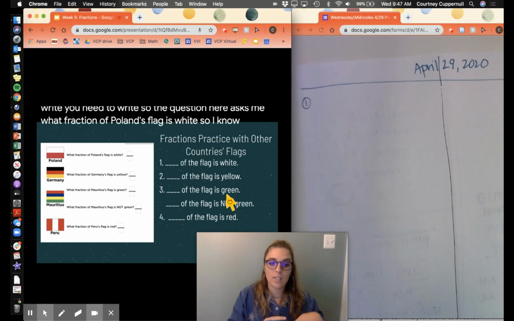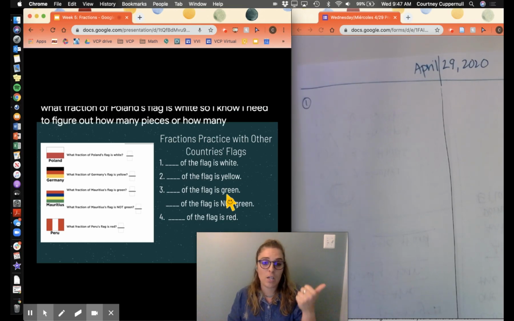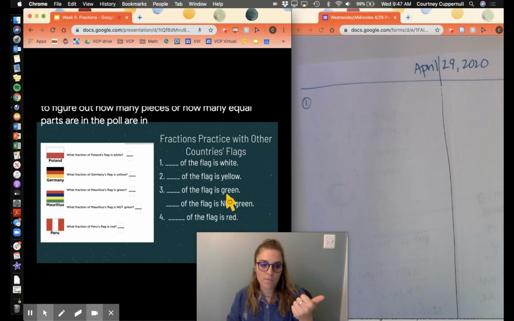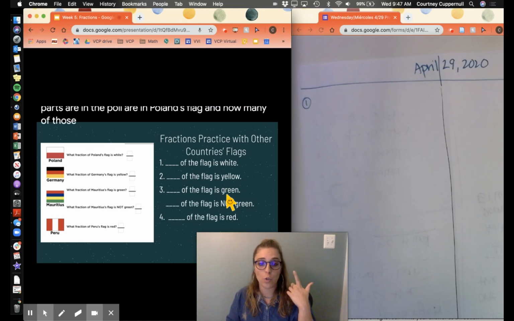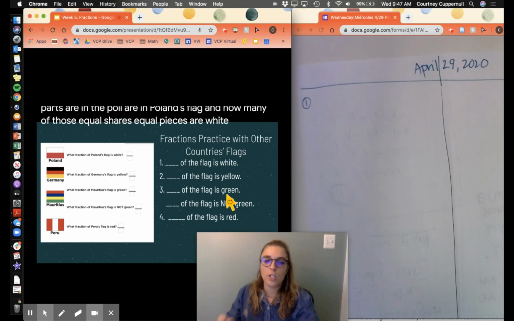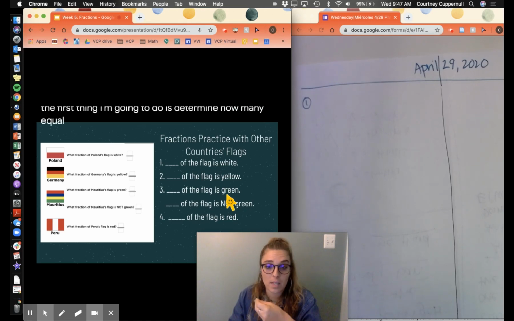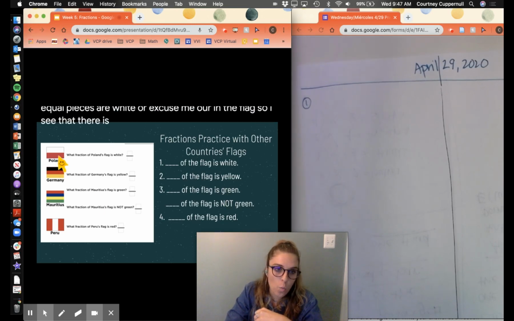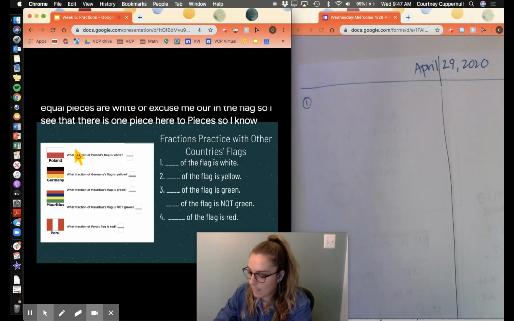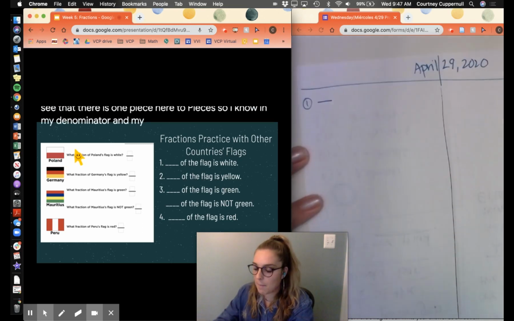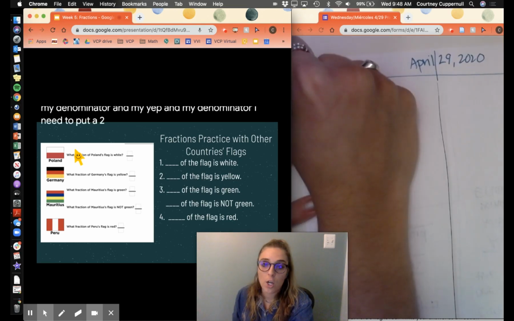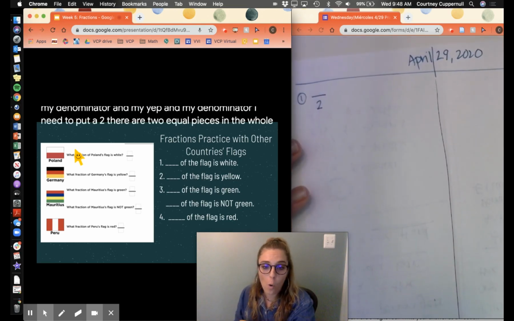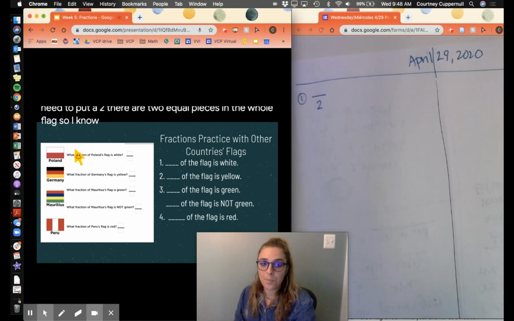So I know I need to figure out how many equal parts are in Poland's flag and how many of those equal pieces are white. The first thing I'm going to do is determine how many equal pieces are in the flag. I see 1 piece here, 2 pieces. So I know in my denominator I need to put a 2. There are 2 equal pieces in the whole flag, so the flag is split in halves.